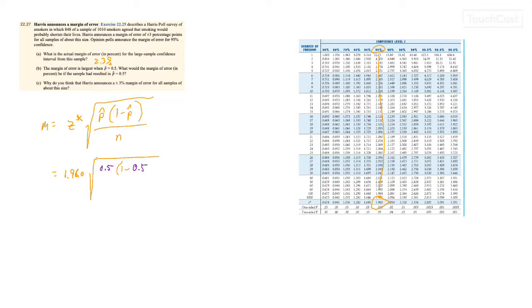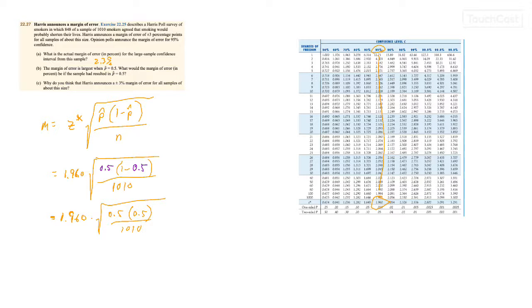I'm doing this in a different color so that you can see where the difference is in this calculation. Our sample size is still the same, 1010. So everything else is the same. The only thing that's going to change is our p hat. So let's do this calculation. We end up with 1.960 times the square root of 0.5 times 1 minus 0.5, which is 0.5, over 1010.